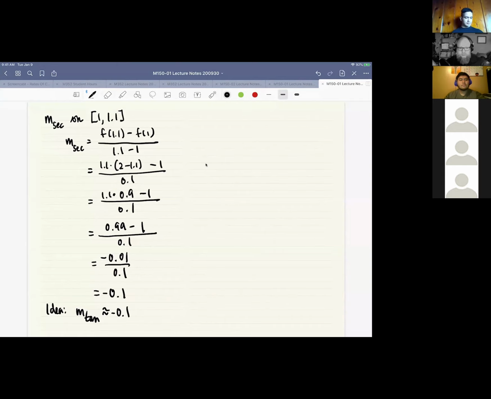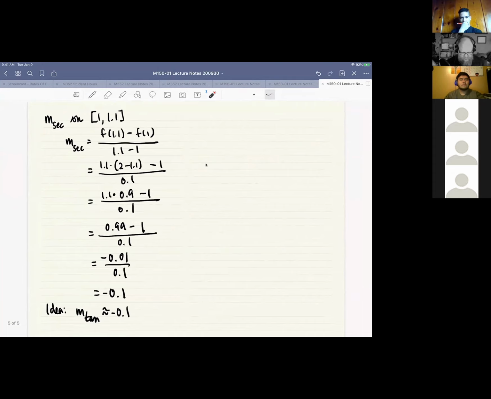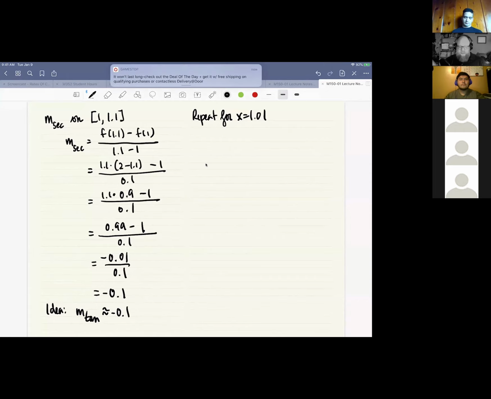Okay, well, then a person can say, if starting at 2 was far away, and so we chose 1.1, can't we say 1.1 is far away from 1 and choose something that's smaller? And the answer is yes. Because if I use 1.01, that's going to be closer to x equals 1. And so the error in the secant line slope should be smaller, right? The secant line slope should be closer to the tangent line slope. And this is true. And what that leads us to do is this.